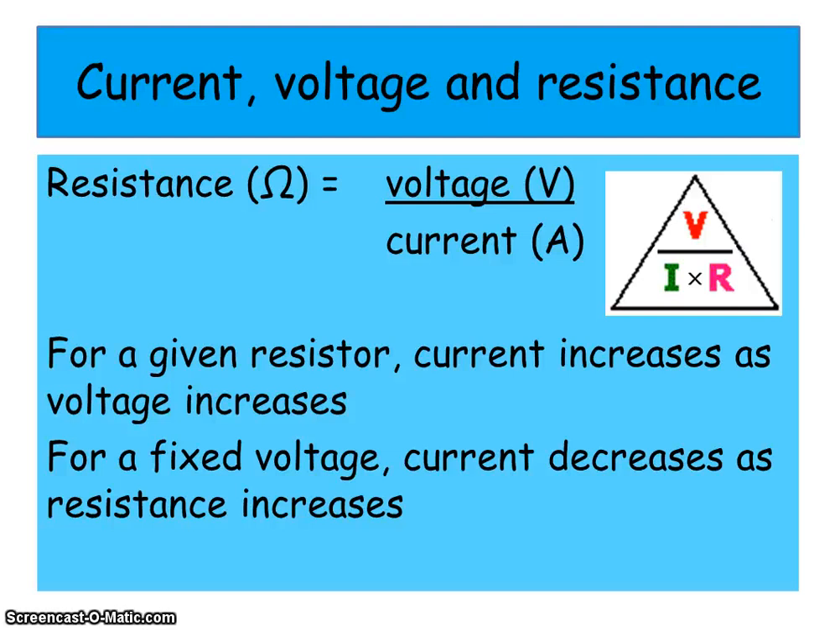So for a given resistor, current increases as the voltage increases, and for a fixed voltage, current decreases as the resistance increases.